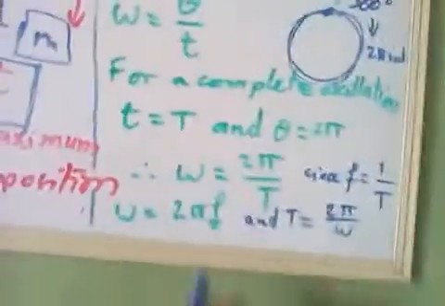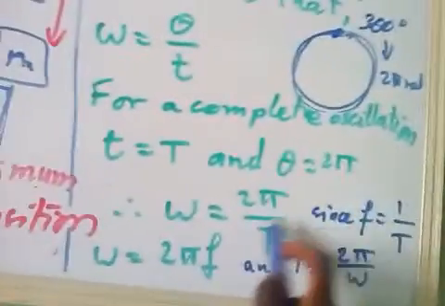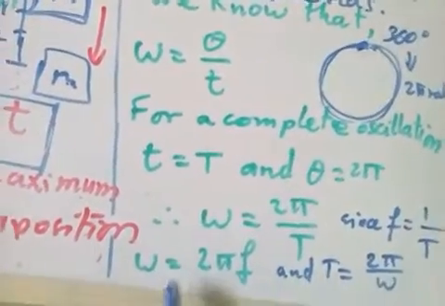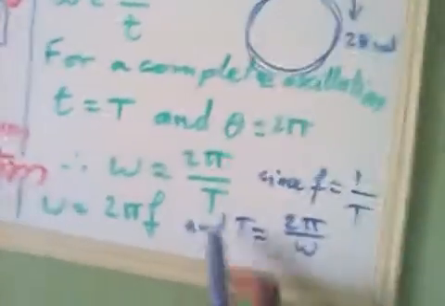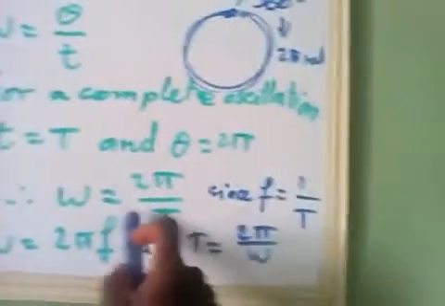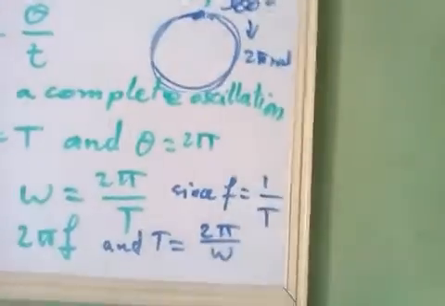Okay, so since f is equal to 1 over T, if you substitute 1 over T by f here, then you have an angular velocity equal to 2 pi f. At the same time, if you use this formula and make T the subject of the formula, you get T is equal to 2 pi over w. Okay, so that is about this second class on simple harmonic motion.